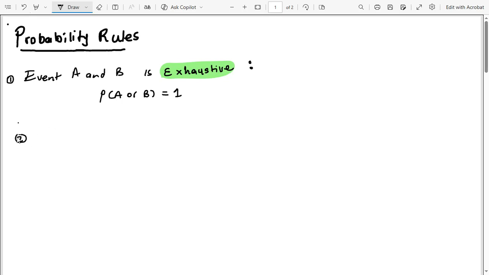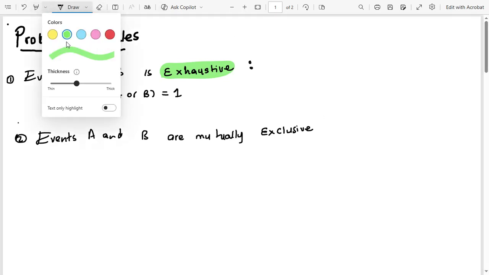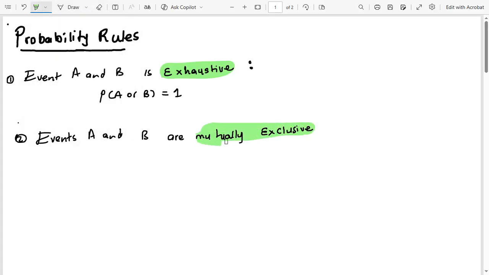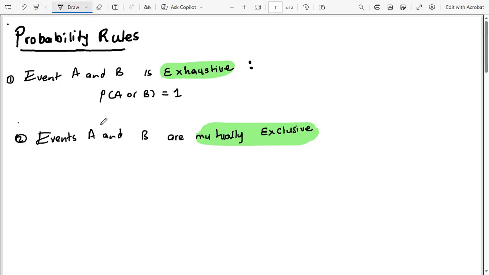The second rule of probability says that if you have two events, A and B, and they are mutually exclusive. Because if you don't understand these rules, then you're going to have a problem when it comes to calculations, right? So mutually exclusive events means that A and B cannot occur at the same time. So what is that telling you about their intersection?